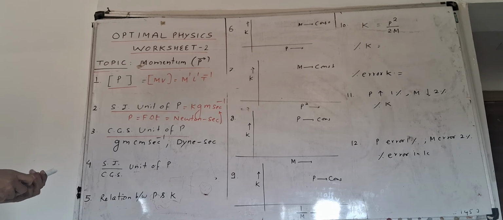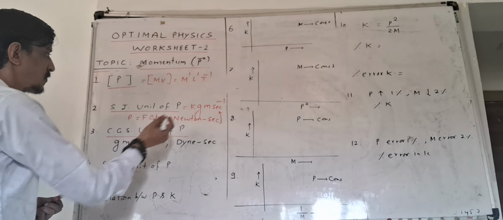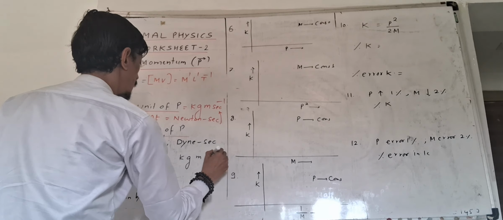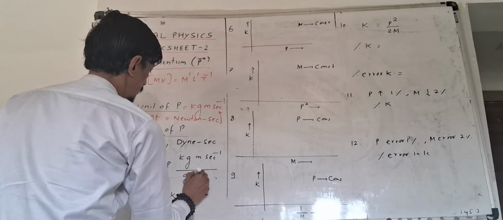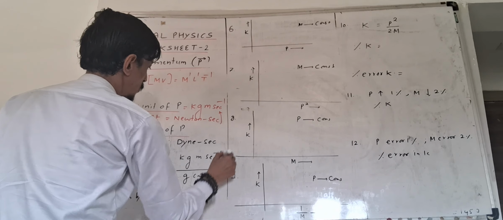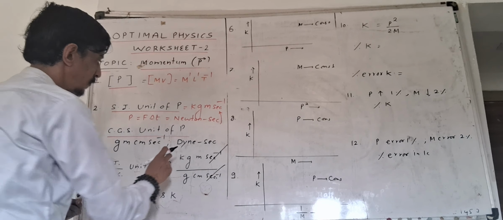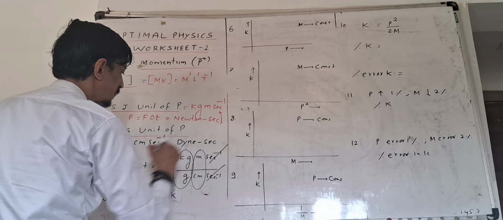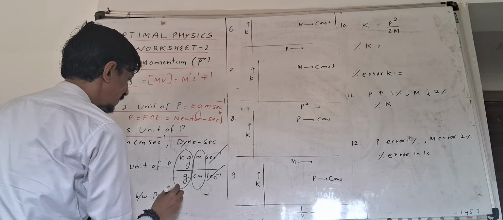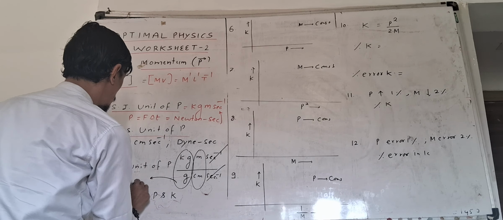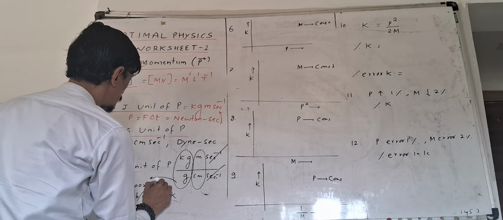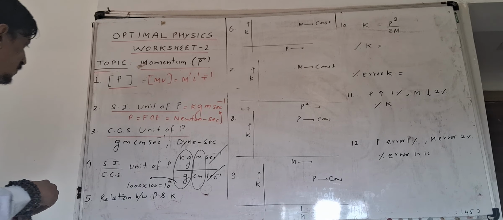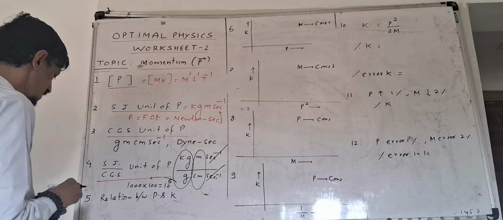Now we have to find the ratio of SI upon CGS unit of momentum. The SI unit is kg meter per second and the CGS unit is gram centimeter per second. Both of these are equal, so 1 kg is equal to 1000 gram, so the ratio is 1000. 1 meter is equal to 100 centimeter, so 100 over here. We will have 1000 into 100, which comes out to be 10 raised to the power 5. So that is the ratio of SI and CGS unit of momentum.